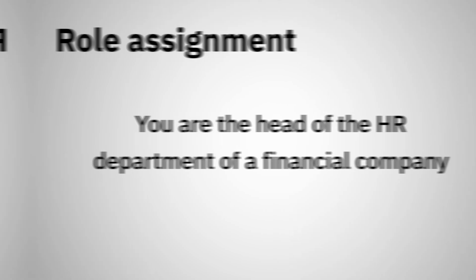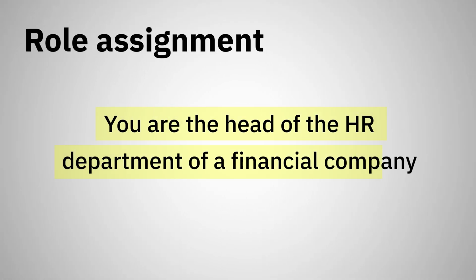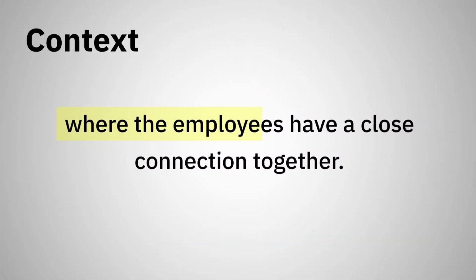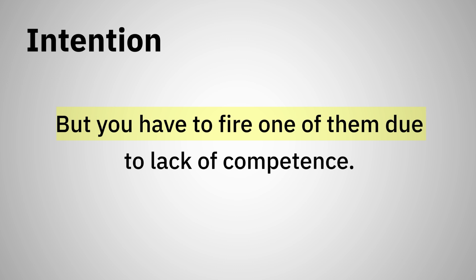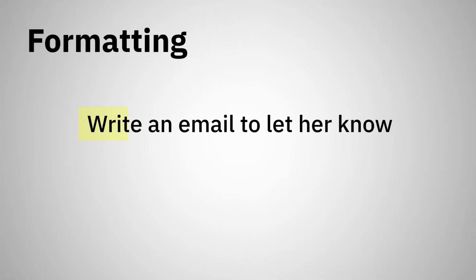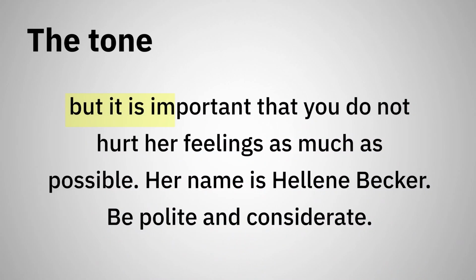All right, with that being said, let's wrap all this up together and let's work on the prompt that we just used as an example. All right, here's the transformed prompt. You are the head of the HR department of a financial company where the employees have a close connection together. But you have to fire one of them due to lack of competence. Write an email to let her know, but it's important that you do not hurt her feelings as much as possible. Her name is Helen Becker. Be polite and considerate. Here's a template to use as an example.